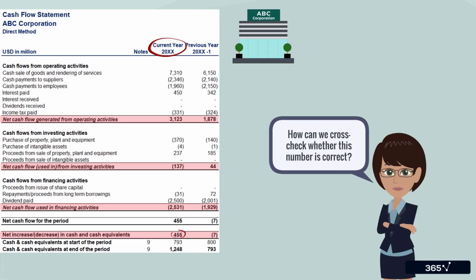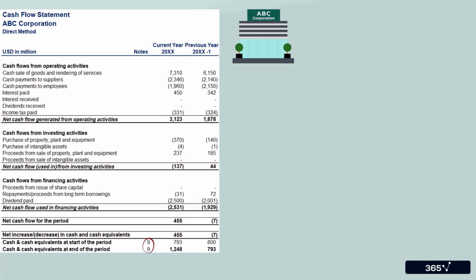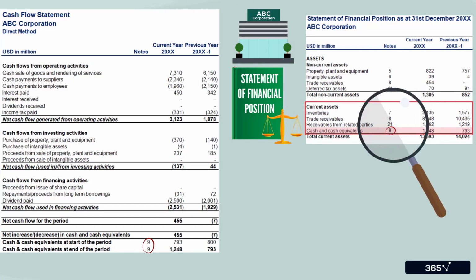How can we cross-check whether this number is correct? I'll give you a hint. Do you see the reference to footnote number 9 here? Okay. Now head for ABC Corporation's balance sheet. Then, you go to the Current Assets section. There is the same footnote reference against the cash and cash equivalents line. So, let's take a closer look.